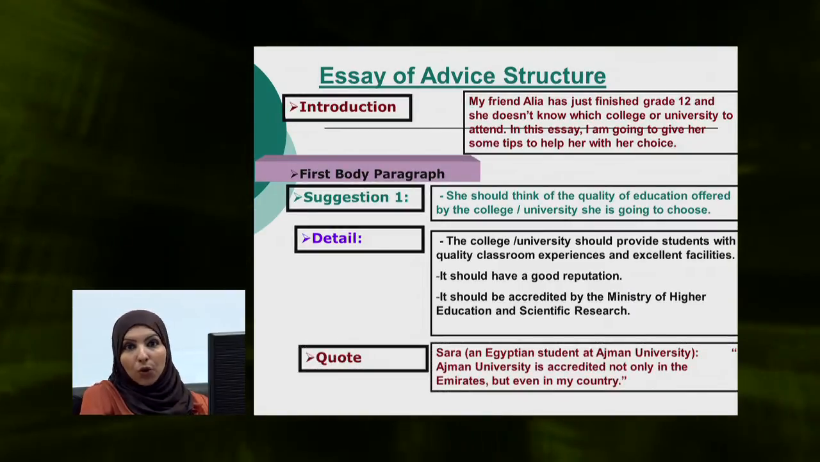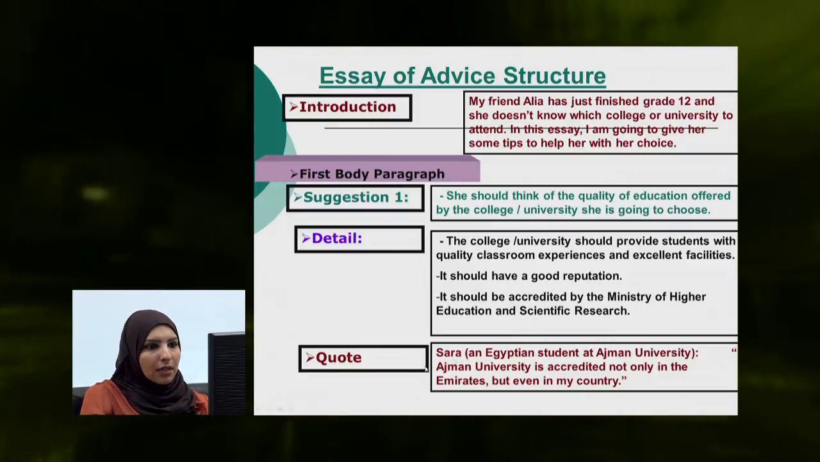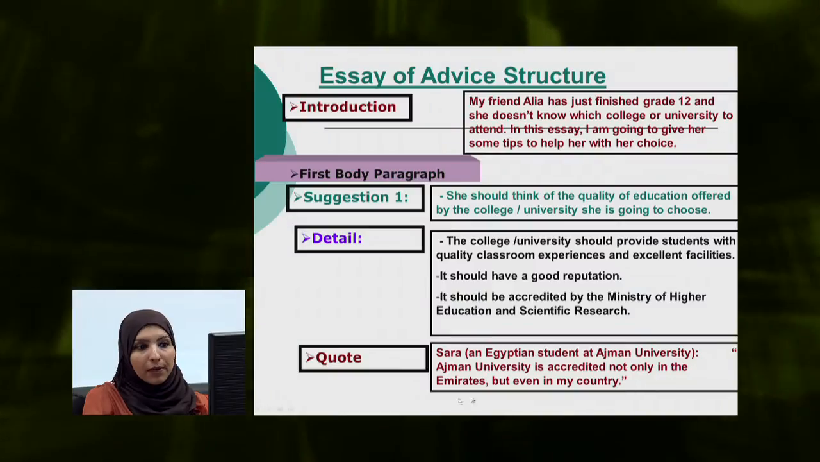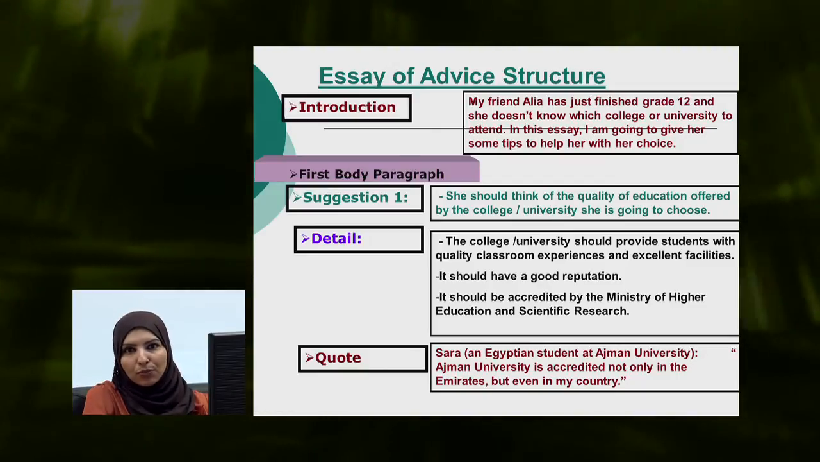And now comes the quote you may mention in your essay. Sarah, who is an Egyptian student at Ajman University, says that Ajman University is accredited not only in the Emirates, but even in my country, of course, which is Egypt.